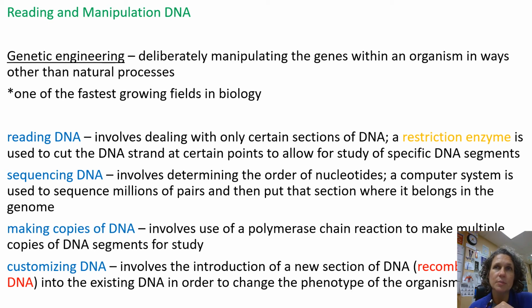Then we can make multiple copies of the DNA. We know how to use a polymerase chain reaction, which is basically a chain reaction that just keeps going to make multiple copies of DNA segments. Once you've cut them up with the restriction enzyme, you make a bunch of copies, so that as you experiment on one, you have more to do different experiments on.